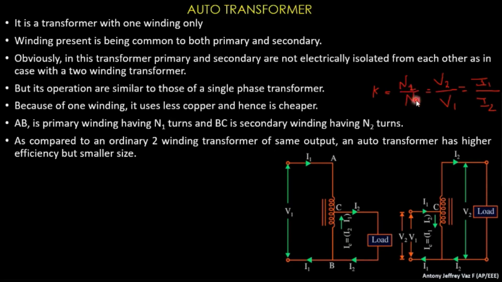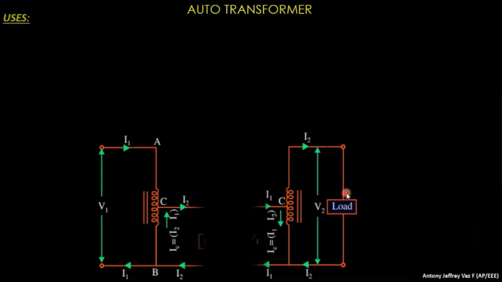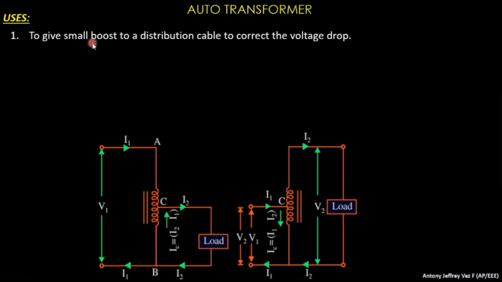K is equal to N2 divided by N1 is equal to V2 divided by V1 equal to I1 divided by I2. The K value is nearly unity for an autotransformer because you are using a single winding. So the use of an autotransformer is to give a small boost to a distribution cable to correct the voltage drop by increasing or decreasing the C terminal. If you move up or down, the voltage can be boosted or decreased with the help of an autotransformer.